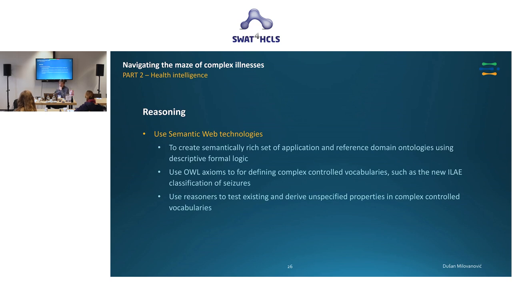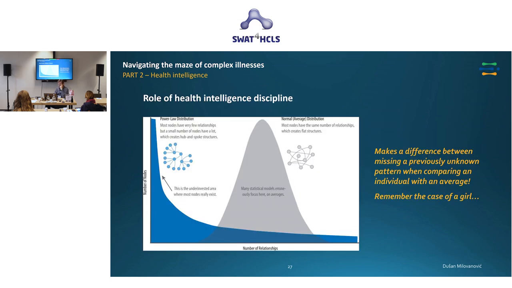And again, in a nutshell, reasoning is the use of semantic web technologies, at least that's what we have today, automated reasoning, to create semantically rich sets of applications. I mean semantically rich, not definitions in a human readable format, but more like axioms and more complex properties. So use of OWL axioms to define complex controlled vocabularies, such as the new International League Against Epilepsy classification of seizures. And then use the reasoners to test existing and derive unspecified properties in complex controlled vocabularies. And maybe I should say complex knowledge models to be more generic, not controlled vocabularies only.